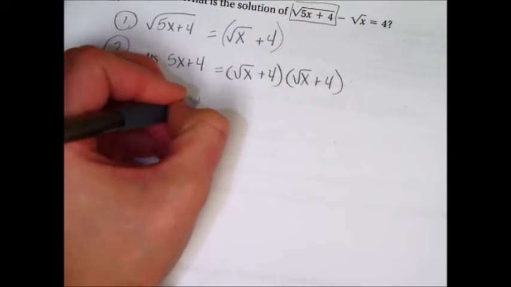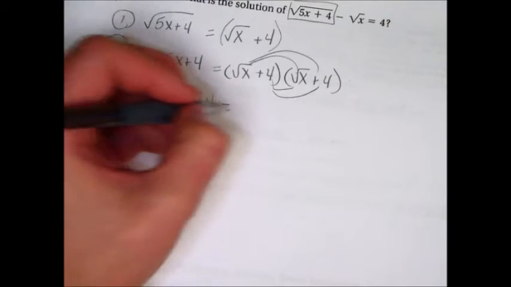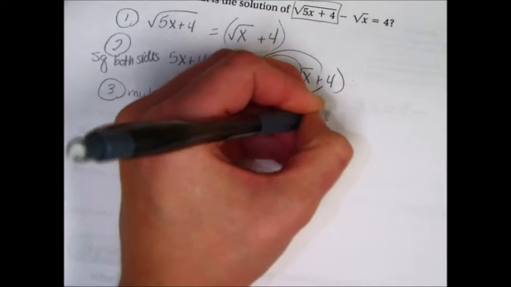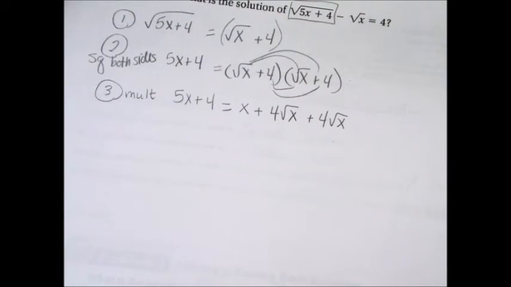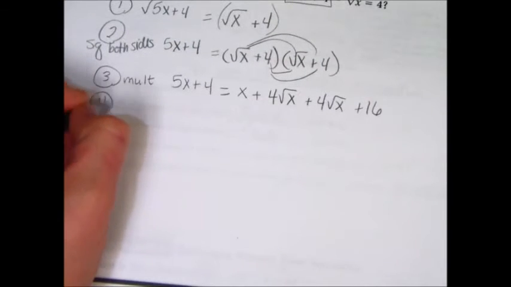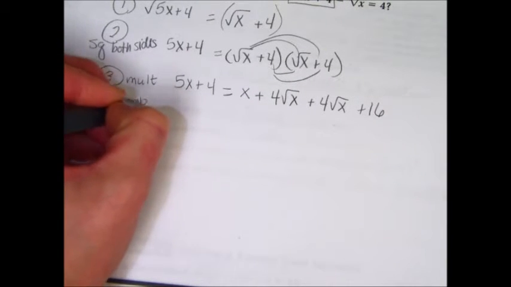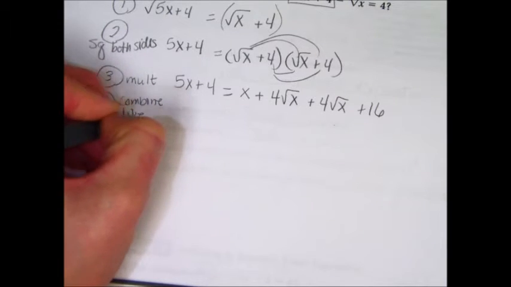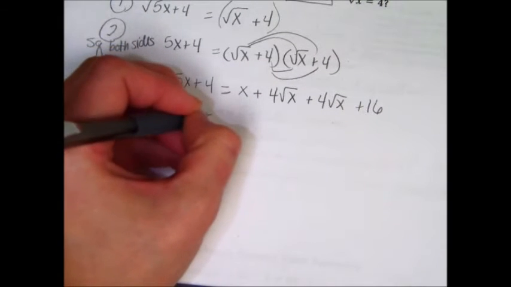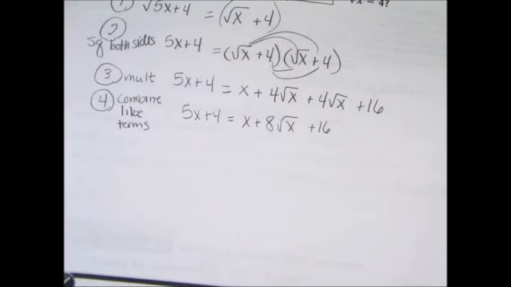So I get 5x plus 4 equals, now FOIL over here. The square root of x times the square root of x is just x, plus 4 square roots of x plus 4 square roots of x, that come from the outside and the insides, plus 16. Step 4, combine your like terms. You don't need to make that a step, just make sure you do it if you don't want to write that down. 5x plus 4 equals x plus there's 8 square roots of x plus 16.